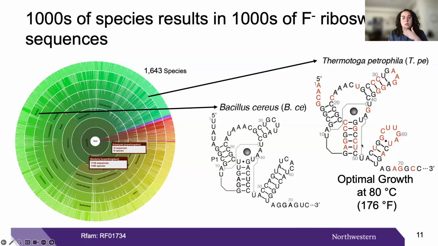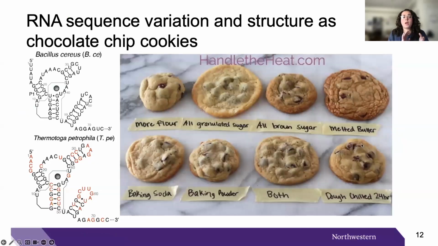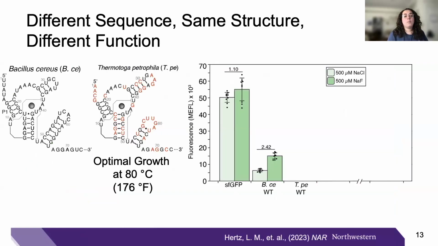This species optimally grows at 80 degrees Celsius. So when thinking about RNA sequence variation, I really like to bring back the baking analogy, because when I'm baking, if I slightly alter how much flour, not fluoride, flour or sugar, or the types of sugar, baking powder, I can get slightly different variations of my cookies that taste or even look different. But why would we expect that of our cells?